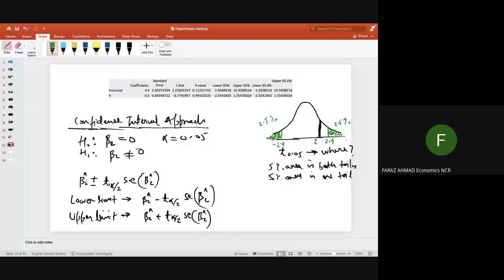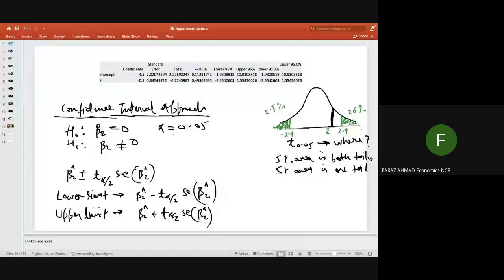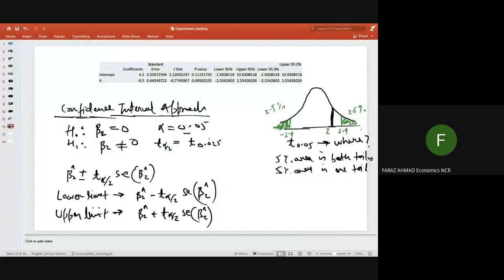So when this sort of question is asked, for example, I'm trying to explain what this t alpha by 2 is. If alpha is 5%, then t alpha by 2 means t of 0.025. So what is the t value that gives a 0.025 area in one tail? That's what we are asking. That's the value that we are going to put here.